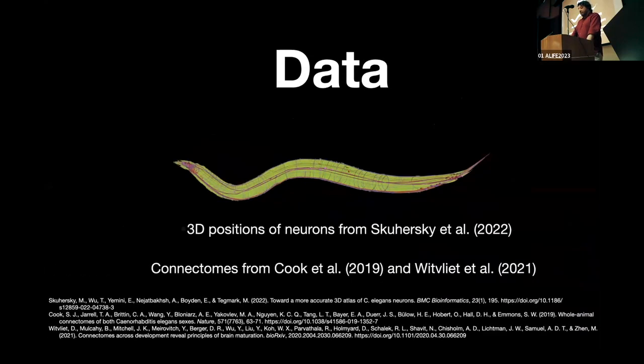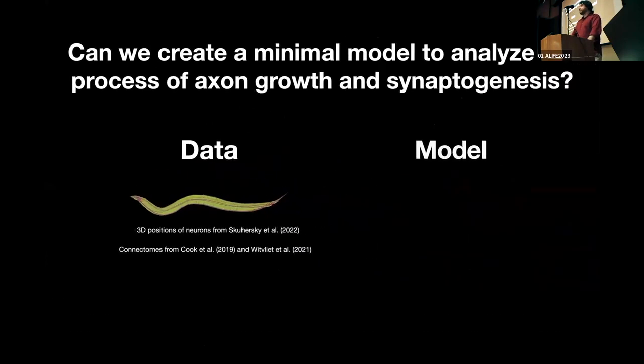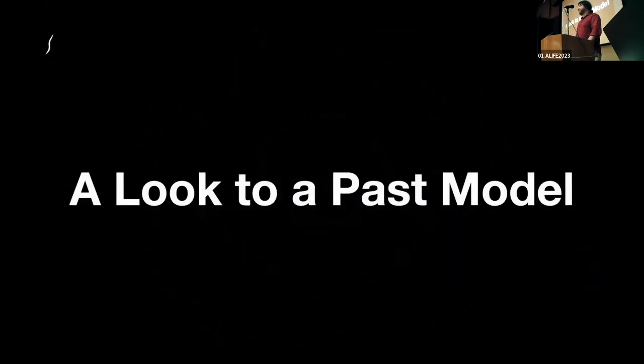Now, getting back out, looking at the data, we got our 3D positions of neurons from Izquierdo et al. in 2022, and our connectomes from Cook et al. 2019, as well as Whitley et al. in 2021. All right, that's it for the data. Moving on to the model. But first, we actually have to look at a past model before then.